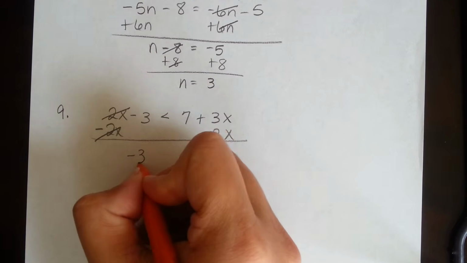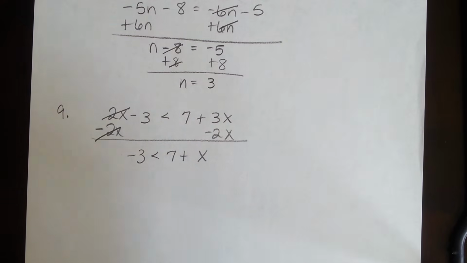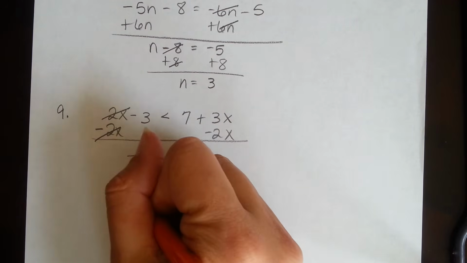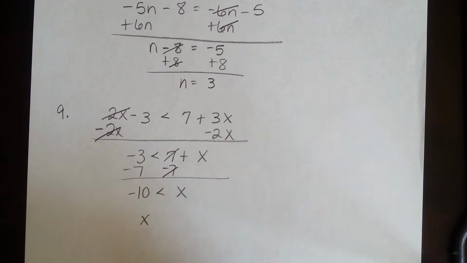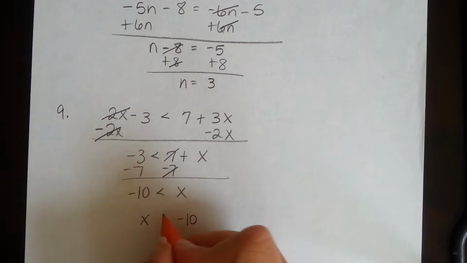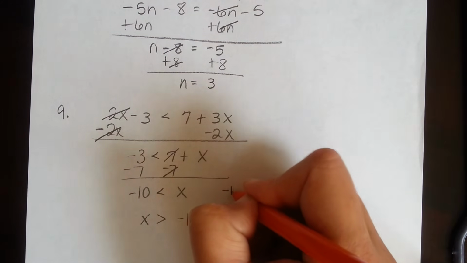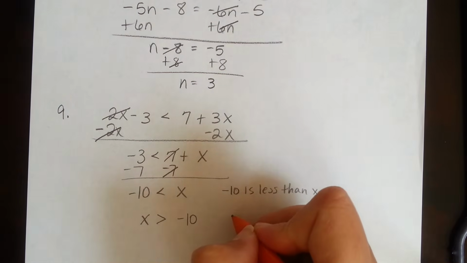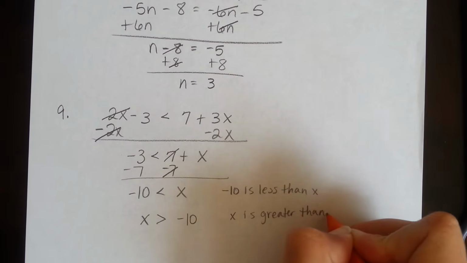Over here, those cancel, leaving us negative 3 is less than 7 plus x. Then I want to get rid of the positive 7, so we're going to subtract 7 from both sides. So I have negative 10 is less than x. Most people prefer to have the x on the left-hand side, which is fine. We're just going to write our negative 10 on the other side. Notice this is opened up towards the x, so we would open this one up towards the x. This is saying negative 10 is less than x. This one is saying x is greater than negative 10.